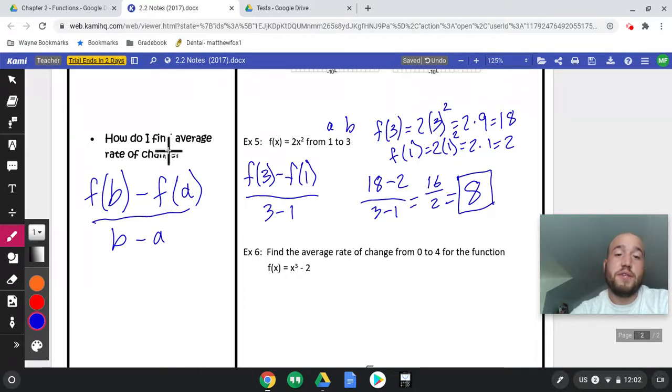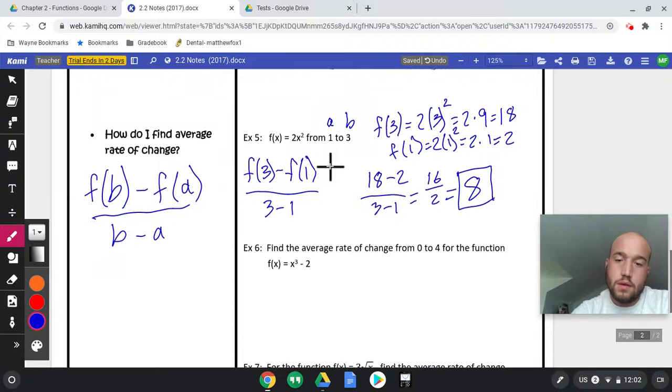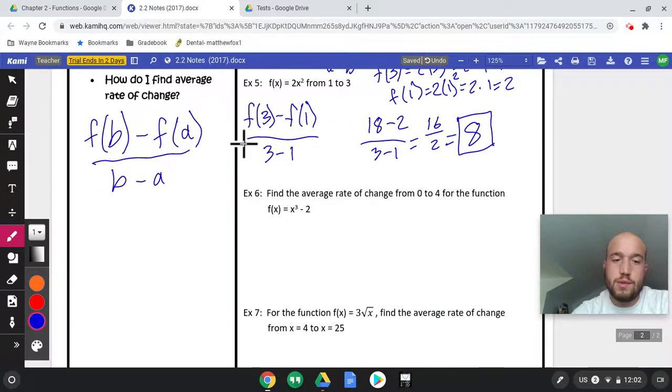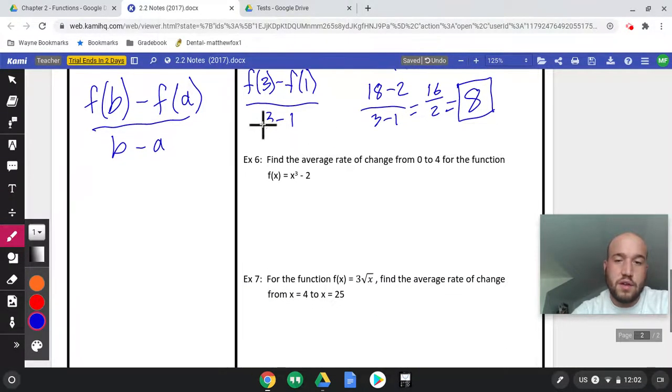So what I mean by that is the average rate of change of the function from 1 to 3 is 8. And we'll look more at what these mean in terms of graphs, but for now, we're just trying to find a number that's the average rate of change.